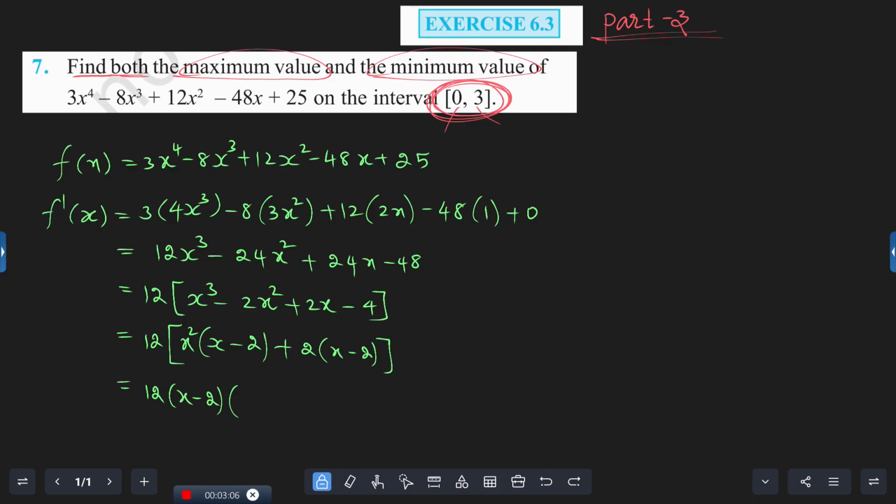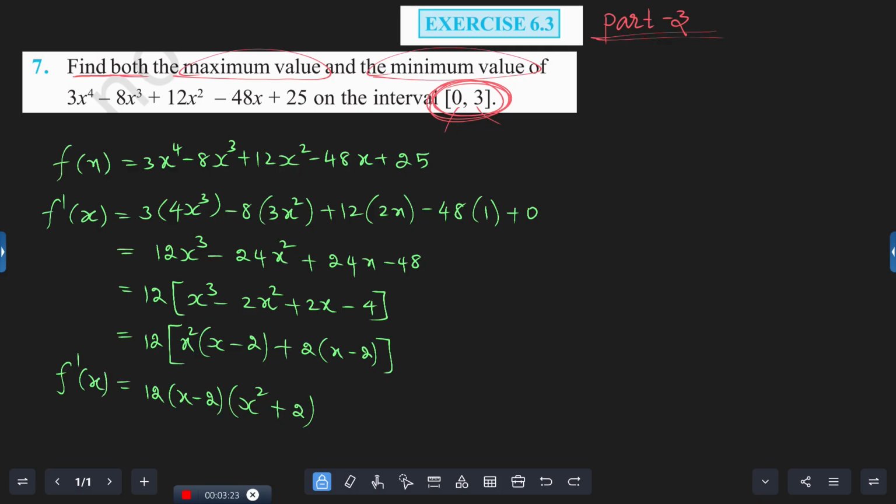So if I take x minus 2 outside, what do I get here? x square, then plus, then 2 is the remaining. Okay, that's it. This is our required f dash of x. Now you should find the x values for this.